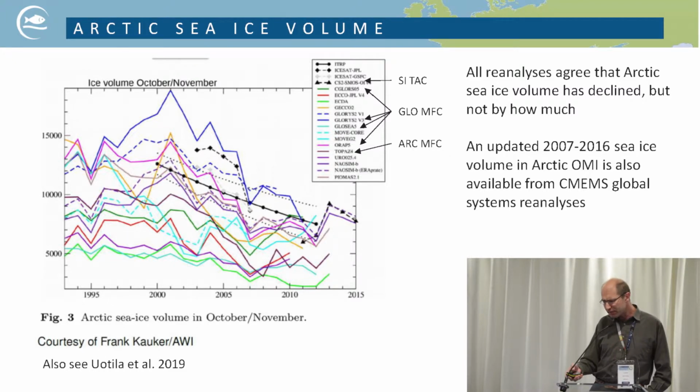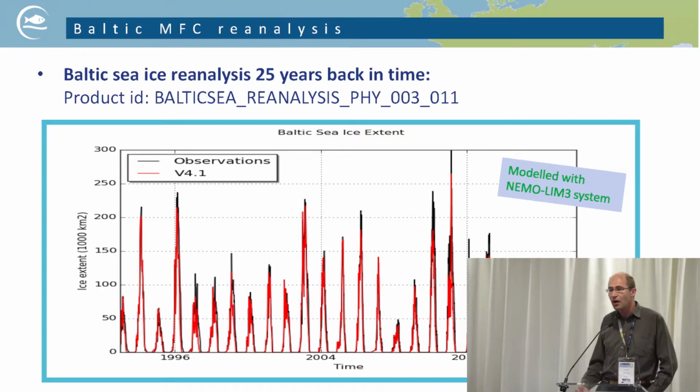So you'll find the 4 global MFC models in there. You'll find the Arctic MFC, which is a line that is quite low. Actually, it's predicting very thin ice. And so that's just a reflection of how much uncertainty there is in the field.